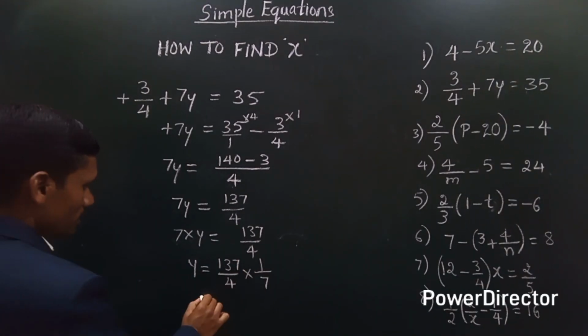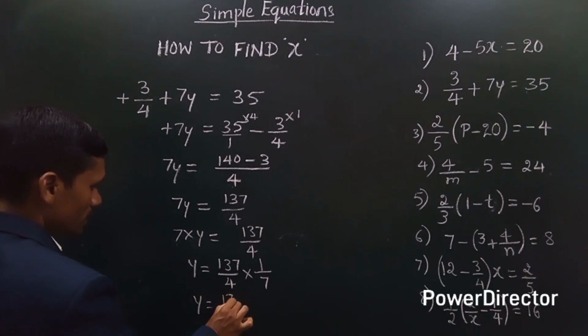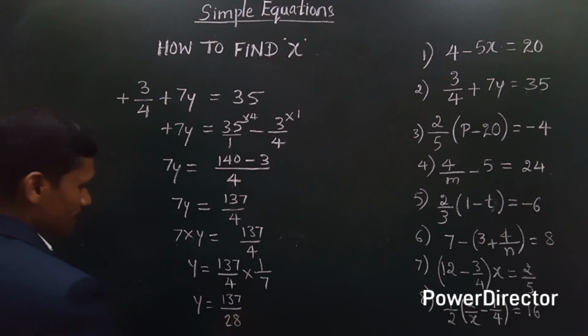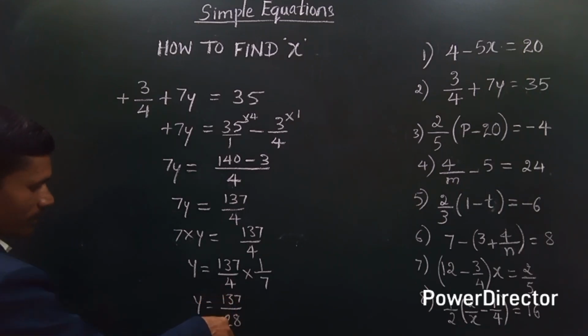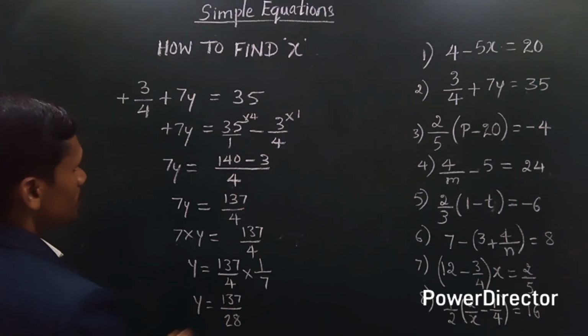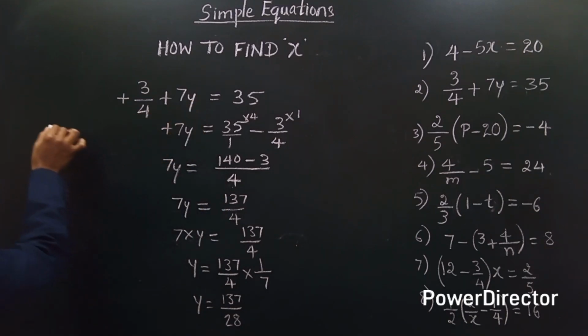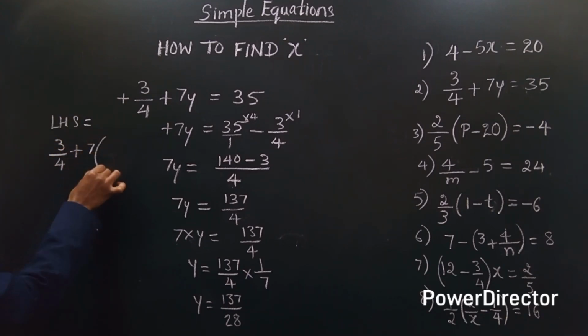Now this we got. This will be y is equal to 137 divided by 7 4s are, what is that? 28. Okay. Now if you simplify this one again further, you are getting mixed fraction. Now y is equal to this much we got. Whether this is right or wrong, if you want to verify, let us take the left hand side, that is LHS. LHS if you take is equal to 3 by 4 I am taking plus 7 into y value, what is what? 137 divided by 28 we are writing, right?